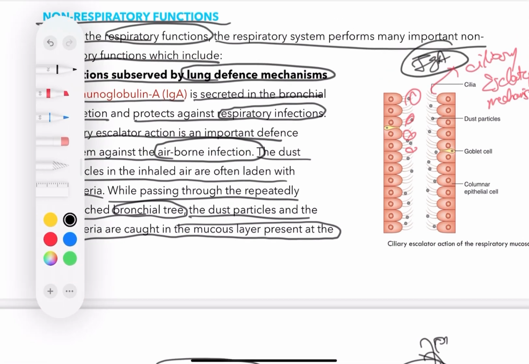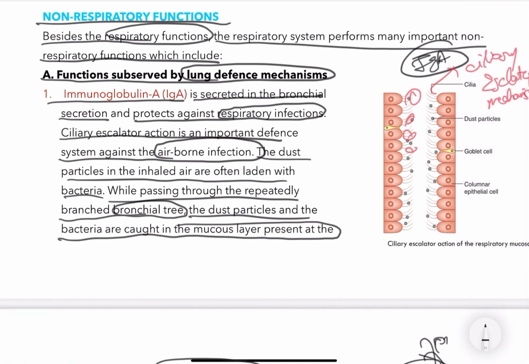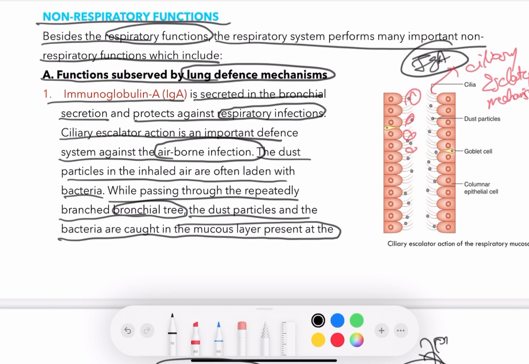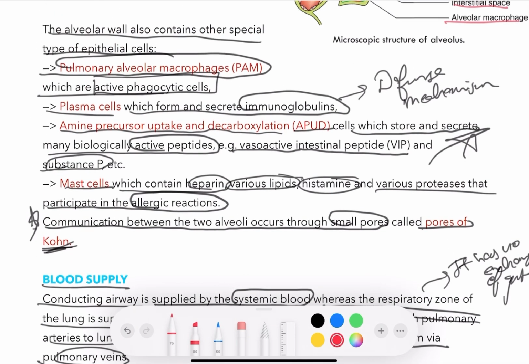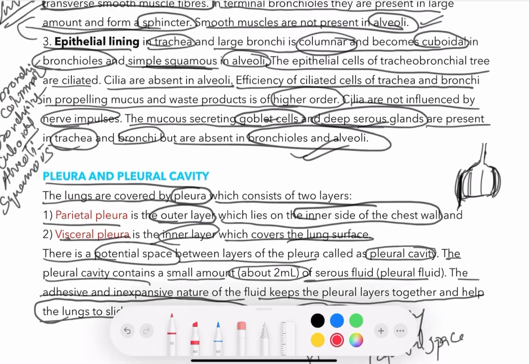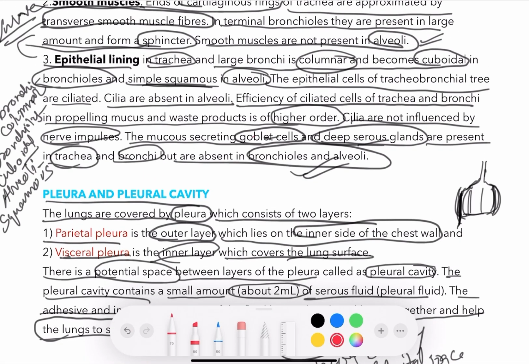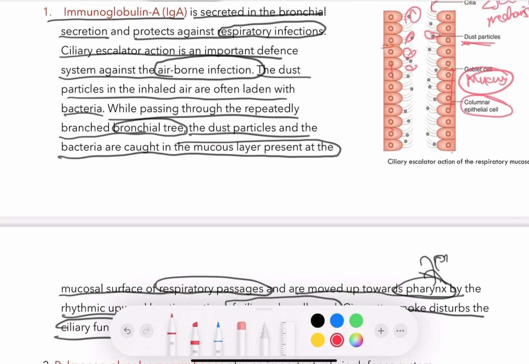Now let us see the diagram. This is cilia. These are dust particles which are trapped. These are goblet cells, that is, mucus secreting cells. And these are columnar epithelial cells. We have seen earlier that goblet cells are present in the trachea and bronchi, so you can easily remember trachea and bronchi.